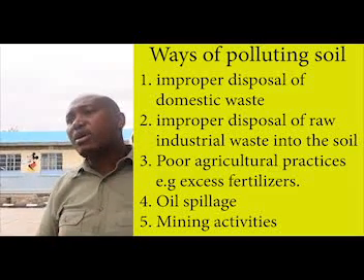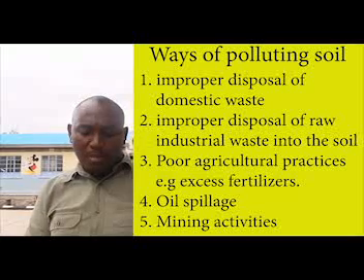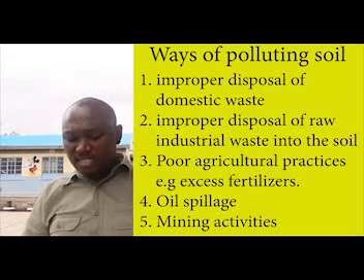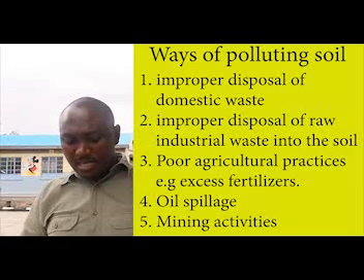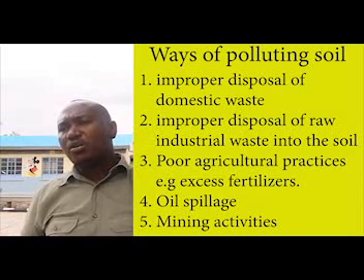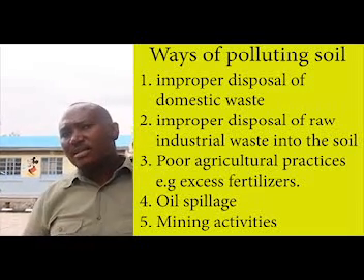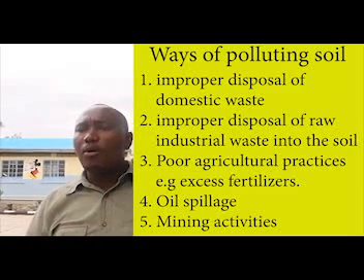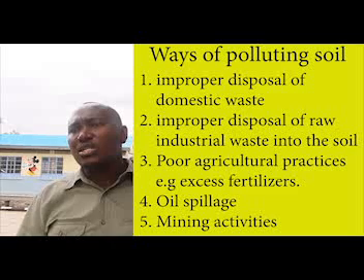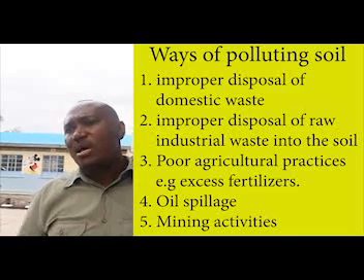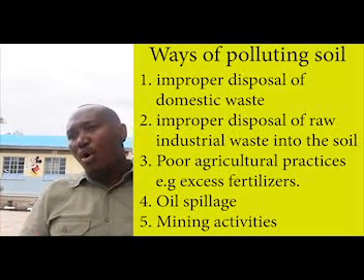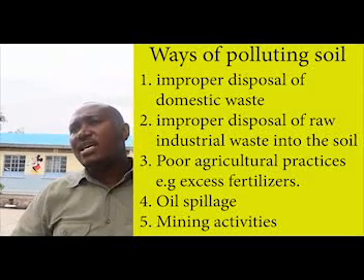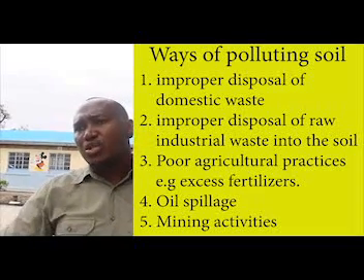Another way in which you can pollute soil is by poor agricultural practices, such as using excessive fertilizers, pesticides, and herbicides. When you talk of herbicides, these are chemicals that we use in controlling weeds. When you talk of pesticides, these are chemicals that we use in killing pests. When we use more than required and they drain into the soil, then they are going to contaminate, they are going to pollute the soil.